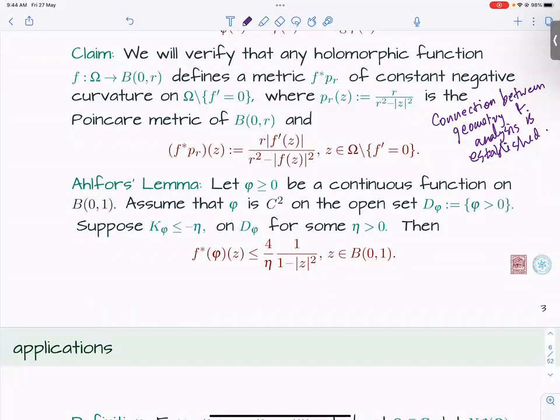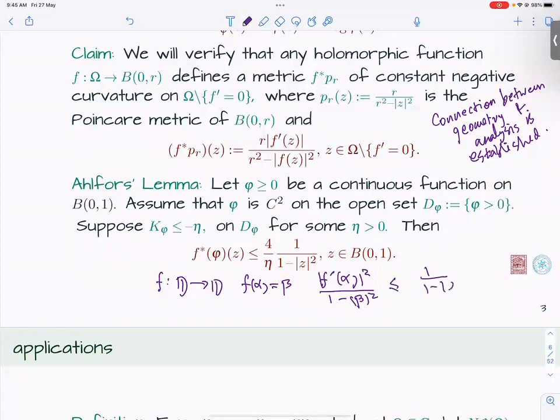Because if you remember what we had proved from the ordinary Schwarz lemma, we had proved that if f is a holomorphic map from the disk into itself, and f of alpha is equal to beta, then the derivative of f at alpha in absolute value, divided by 1 minus absolute beta squared, is less or equal to 1 over 1 minus absolute alpha squared.